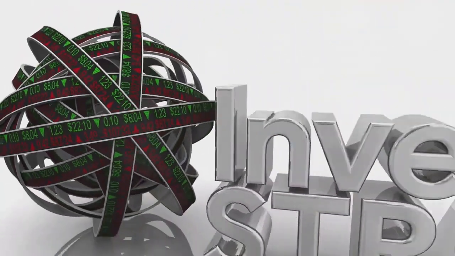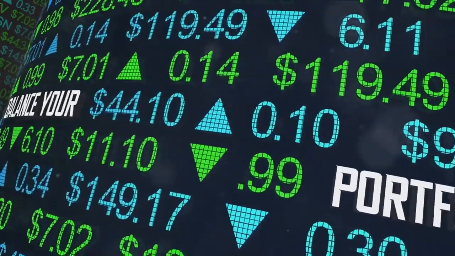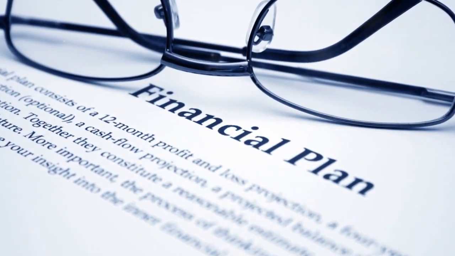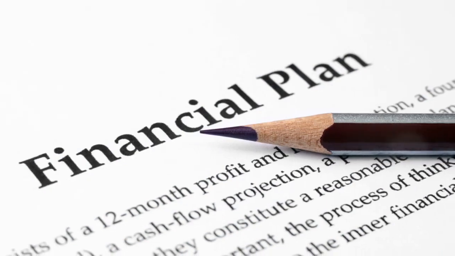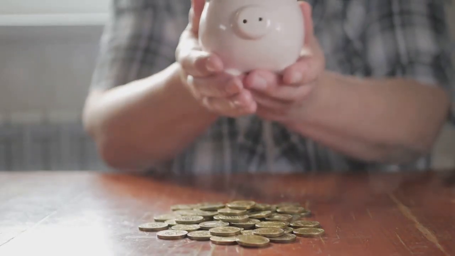One of the key principles of investing is diversification, which means spreading your investments across a variety of assets to reduce risk. Saving is another crucial aspect of financial intelligence. It's not just about putting money aside for a rainy day, but also about planning for the future. Whether it's saving for a new car, a house, or retirement, having a savings plan can make a huge difference in achieving your financial goals.